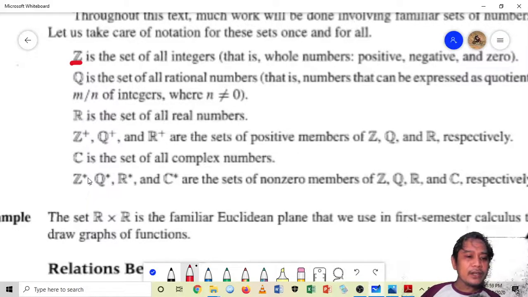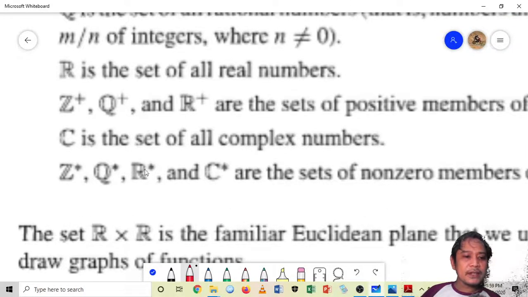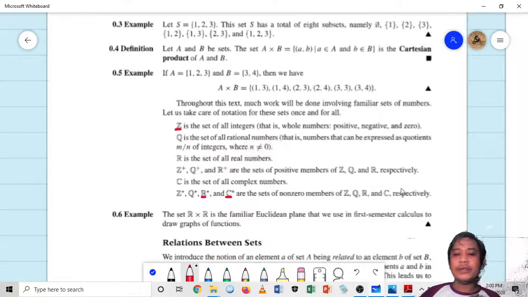Okay, then we have here the superscript asterisk. The superscript asterisk in each of these sets indicates that these are subsets of integers, rational numbers, real numbers, complex numbers respectively, but do not contain 0. So this symbolizes non-zero integers. This one symbolizes non-zero rational numbers, and this one symbolizes non-zero real numbers. This one symbolizes non-zero complex numbers. Okay?